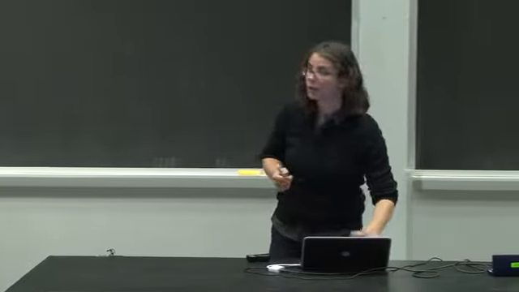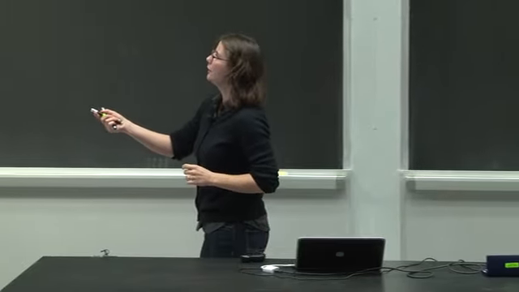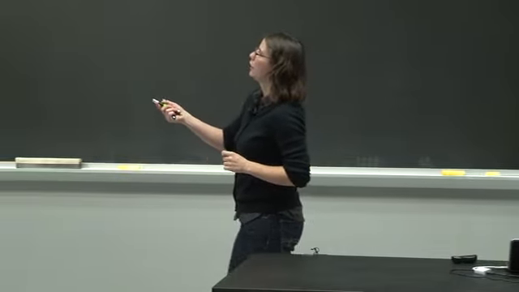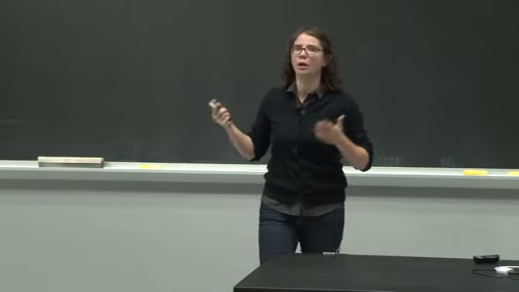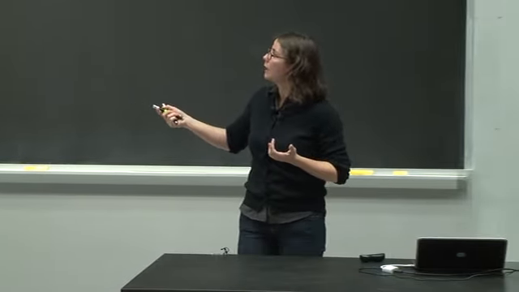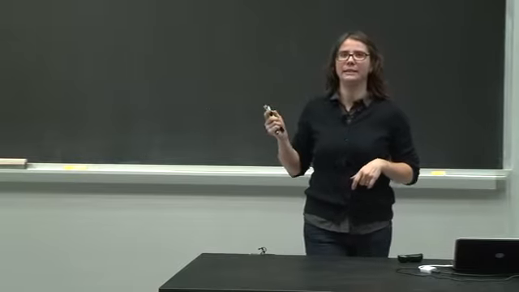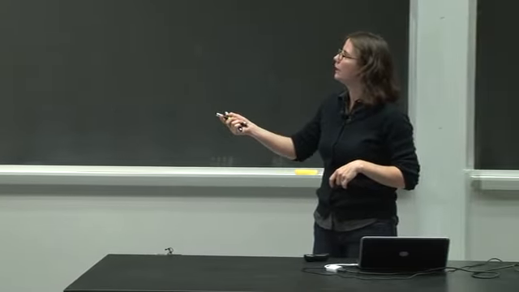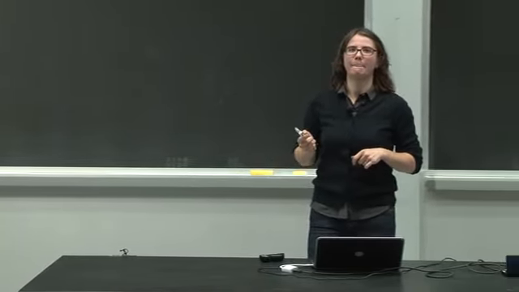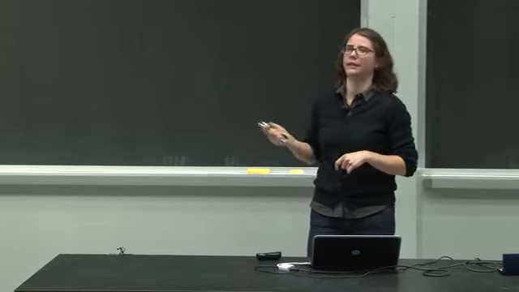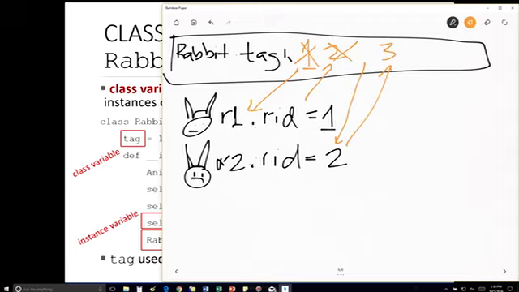So the big idea here is that class variables are shared across all the instances, so they can all modify them. But these rids, these instance variables, are only for that particular instance. So r2 can't have access to r1's ID value, nor could it change it, and it won't change it across all of the different instances. Okay.